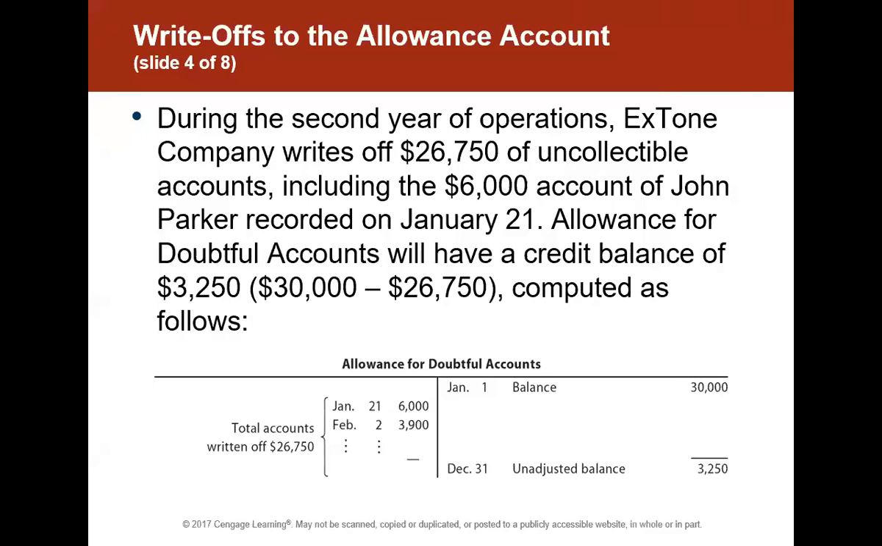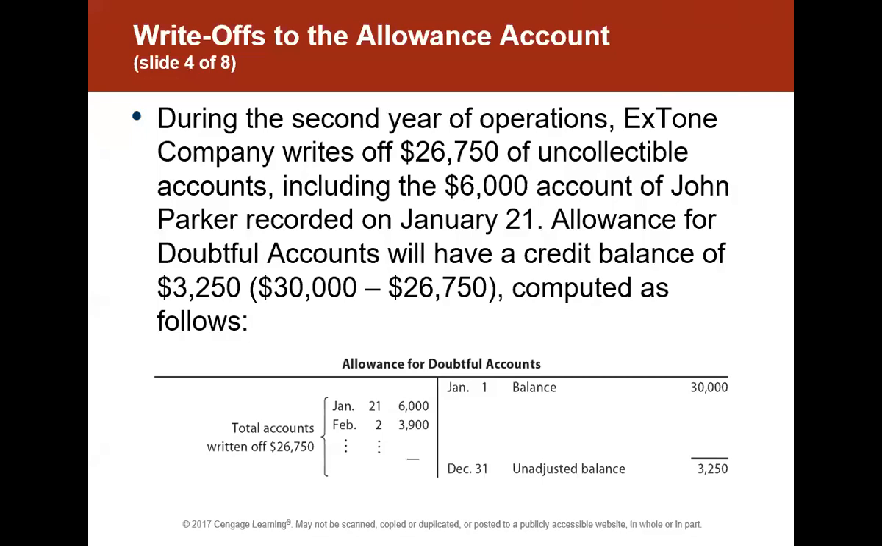So when we're all finished, we wrote off a total of $26,750. Well, that's less than what we estimated, right? So we estimated we would have $30,000 of uncollectible, but we actually only had $26,750. So at the end of the year, December 31st, we now have a new balance in allowance for doubtful accounts. We took $30,000 minus $26,750, and now it has $3,250 in it.